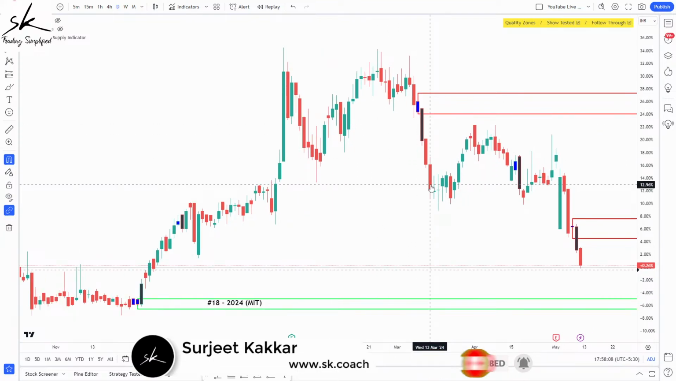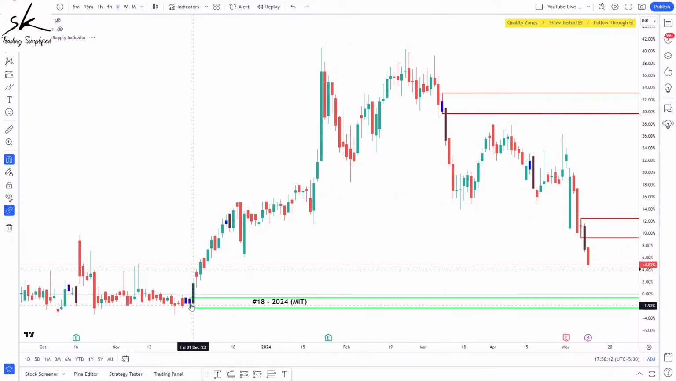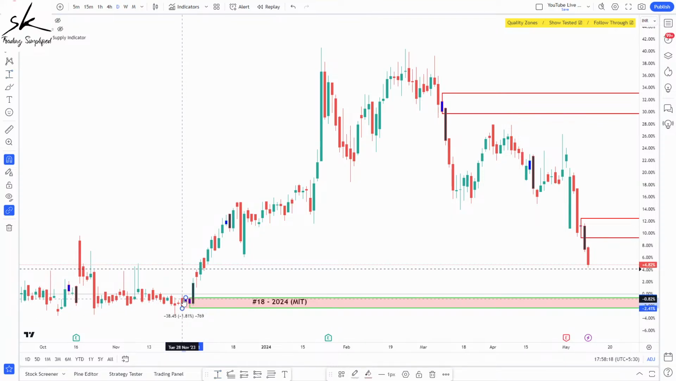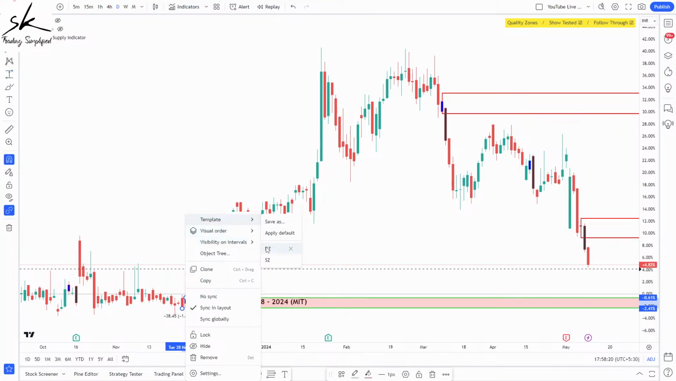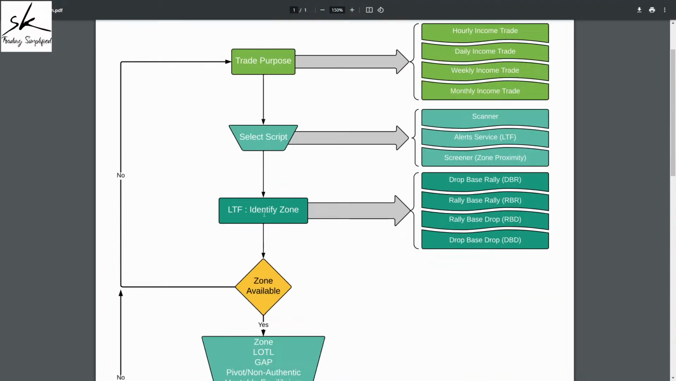So yes, step 3 was to identify the zone, and now it is much easier for me because the indicator is doing the heavy lifting for me. It is identifying the zones automatically, plotting the zones for me, which makes my life much easier and also makes it mechanical. So this is where we have our demand area. So my step number 3 is now complete, which is identify zone.